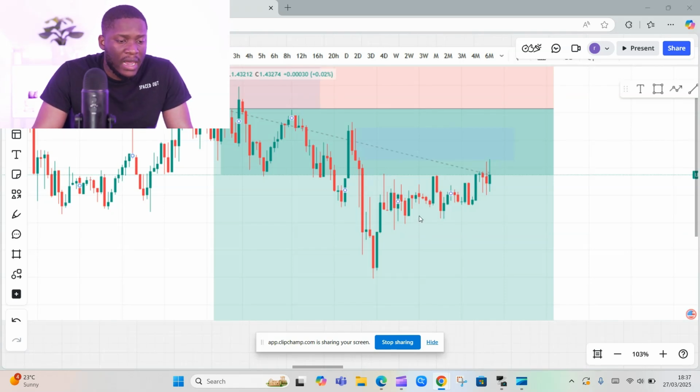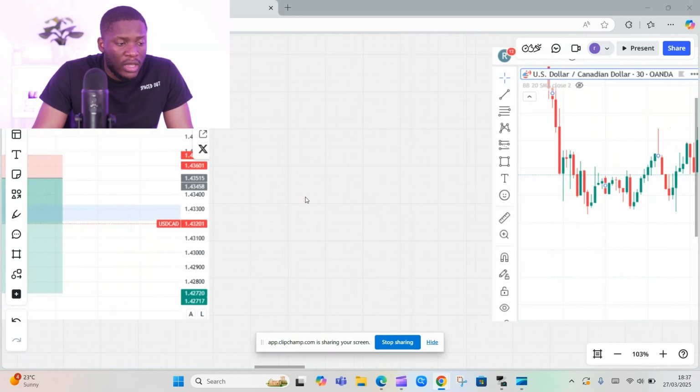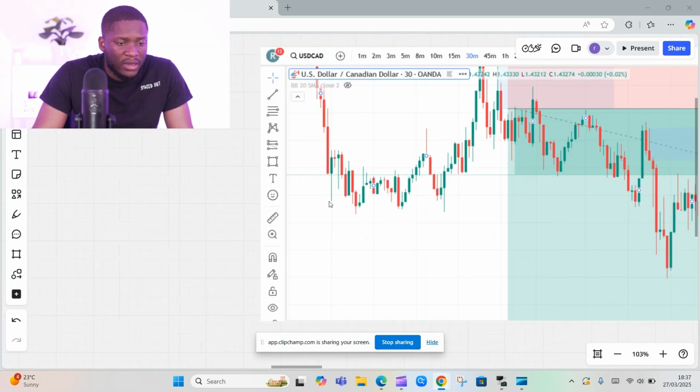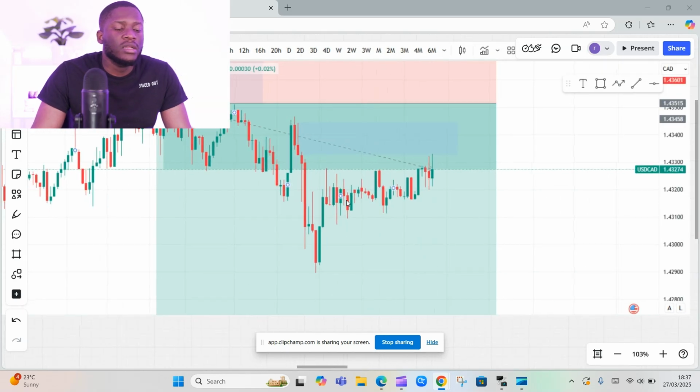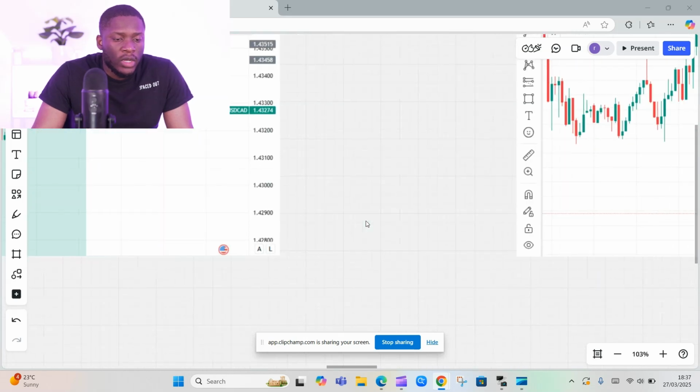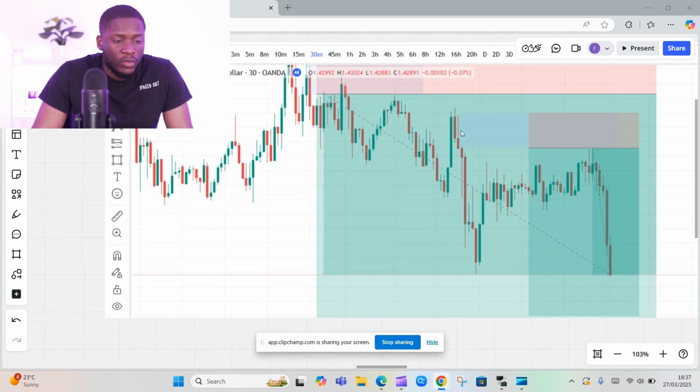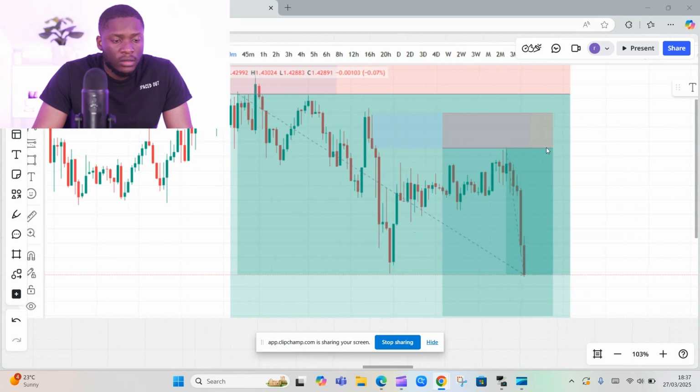So you combine the fact that it has to take liquidity on the lower time frame, plus on the bigger time frame, plus on the higher time frame. That is what gives you confidence that okay, this trade, this is an A plus setup. So I take the trade. I took the big trade and then I scaled.